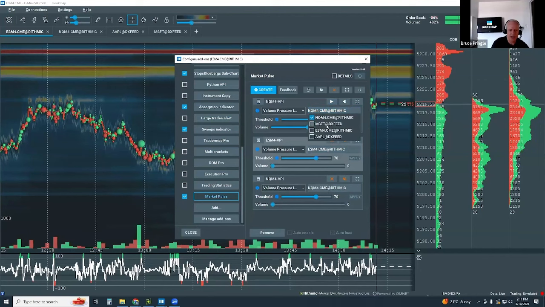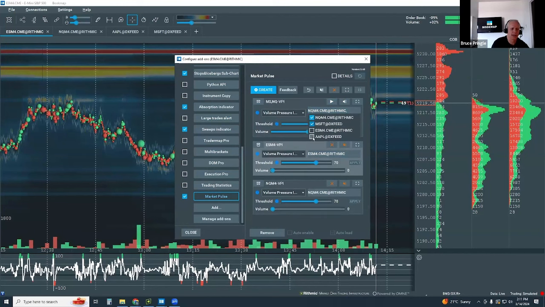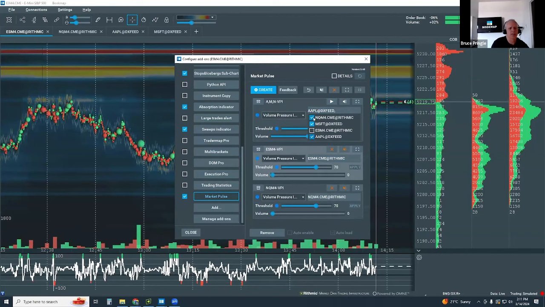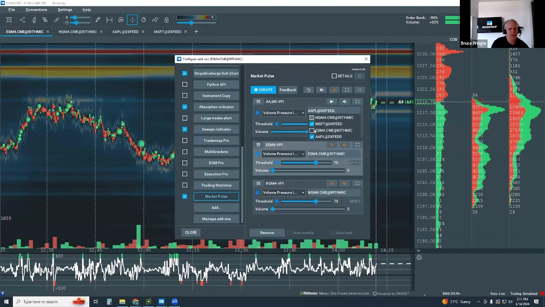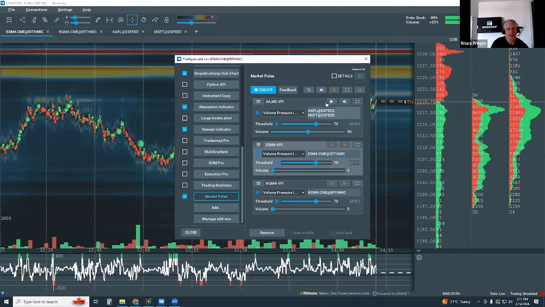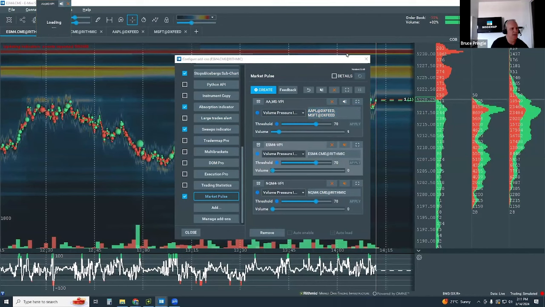From the instruments here, I can create a synthetic instrument by looking at a couple of stocks or whatever I have open here. I'm actually going to look at two stocks to give me additional insight as a correlation to what might be happening in the NASDAQ. So I'll look at Microsoft and Apple together in one synthetic instrument. And then I'll press play and it will create the instrument up here, okay?